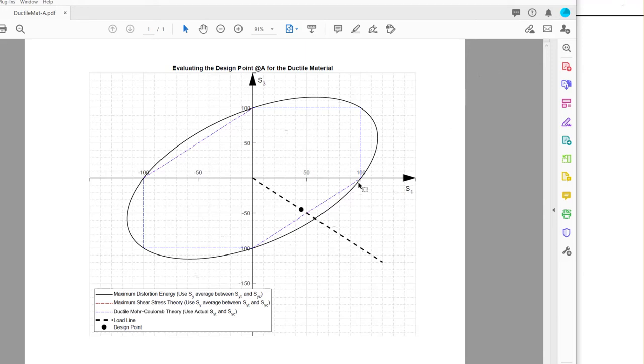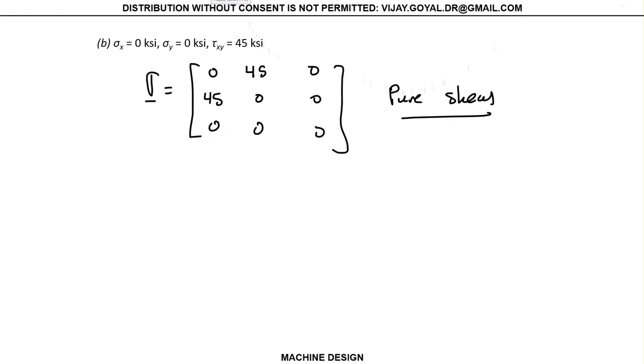I also want to point out that this is the distortion energy theory out here, and they just give you the same value as the maximum shear stress theory for this particular example. Make sure you always close it before we move on to the next problem.